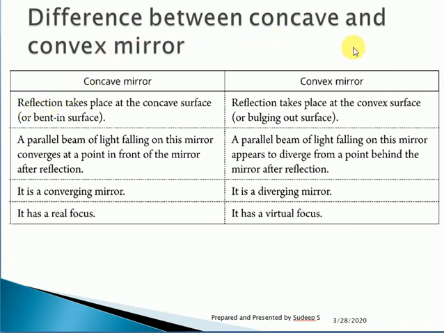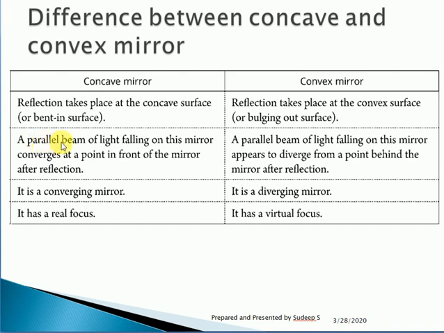Difference between concave and convex mirror. Concave mirror, reflection takes place at the concave surface or bent-in surface, while for convex mirror, reflection takes place at the convex surface or bulging out surface. This is the definition for concave mirror and convex mirror.